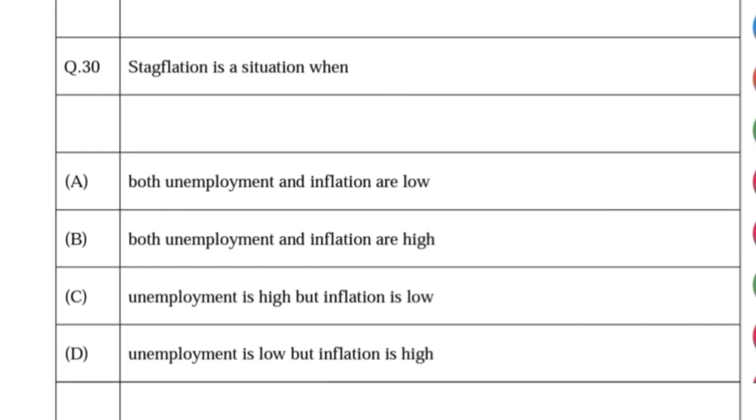Next question is, stagflation is a situation when? So stagflation is a situation when unemployment is high along with inflation. That means when both unemployment and inflation are high, we have a situation of stagflation.